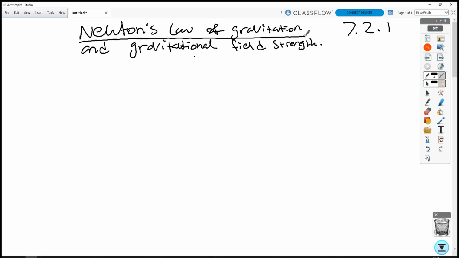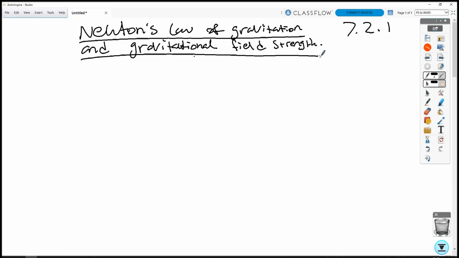So in this lesson, we're going to aim to define Newton's law of gravitation. We're then going to use that to construct an equation and the behavior of an equation. And then we're going to define what gravitational field strength means and how that relates to our prior knowledge.